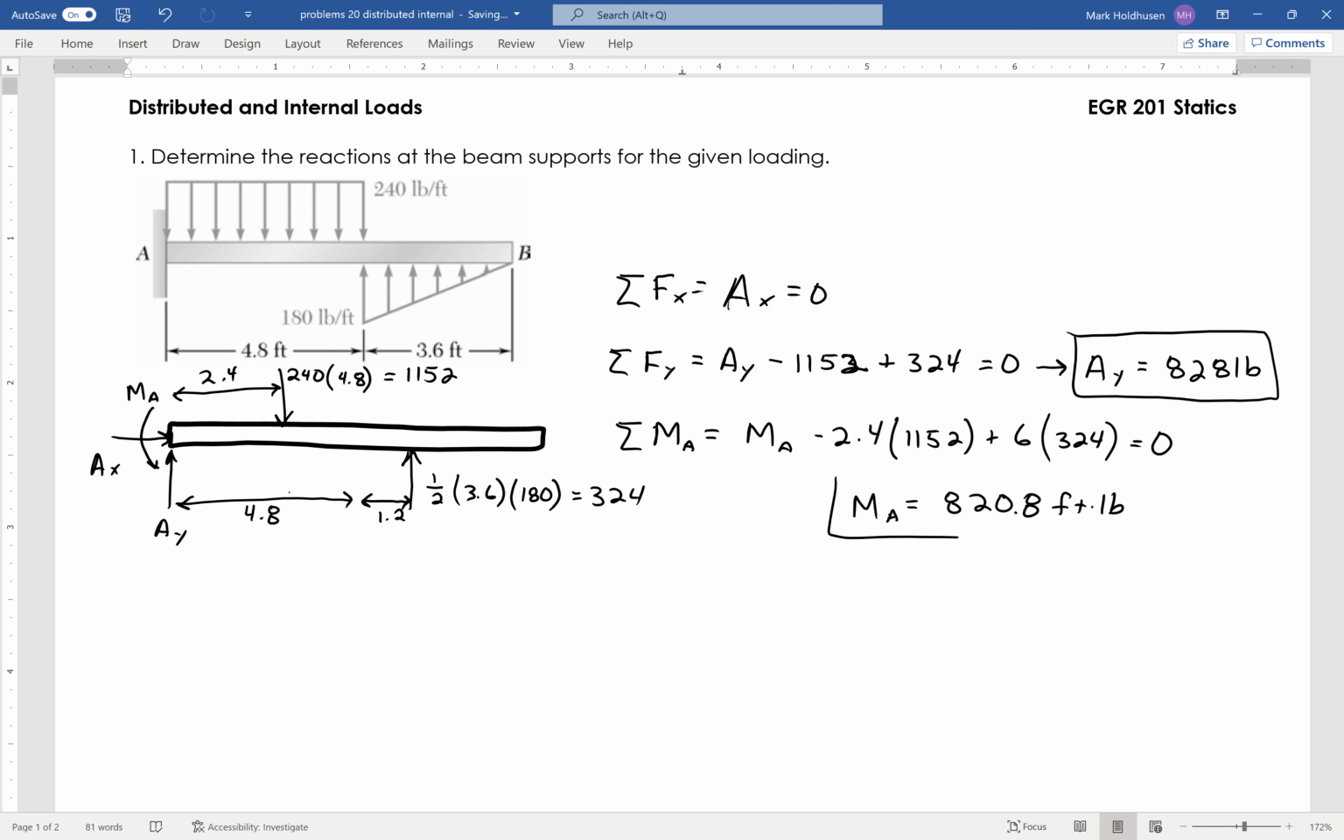So with these distributed loads, all you need to do is redraw them as a point load that acts through the centroid and has a magnitude of the area of that distributed load. And then you can solve it just like we would solve any other statics problem.